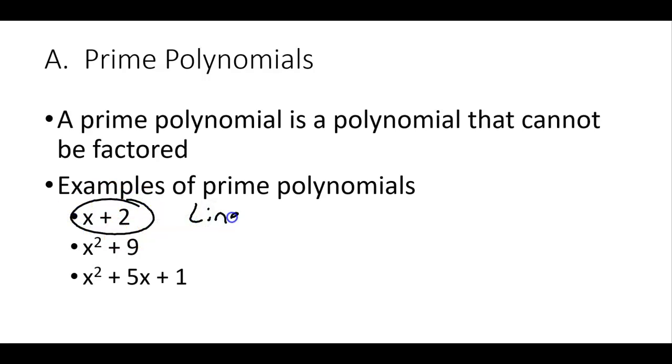Linear binomials, this is something you should write down. We're going to call those prime. In other words, if you've got two terms and the highest power is a 1, a linear binomial, then we're going to say that's prime. You can't factor it anymore.